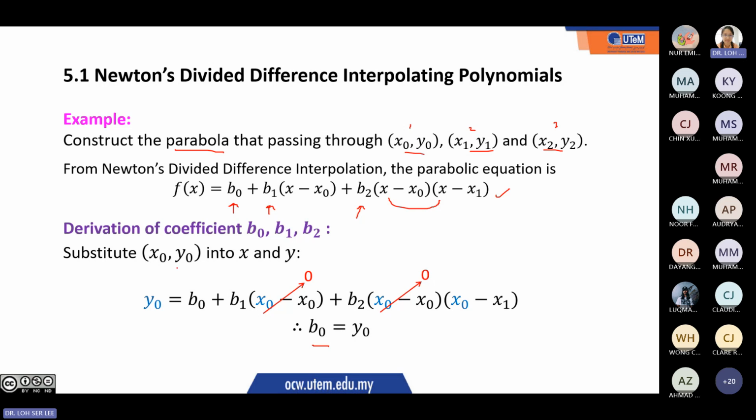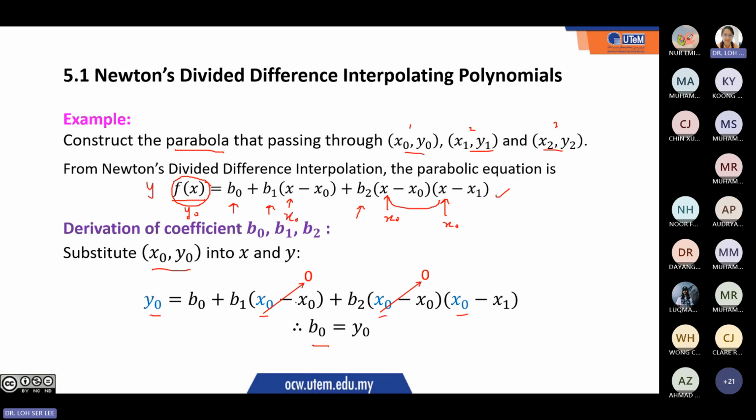First we will substitute the first point into x and y. That means for this x, you substitute x0, and here x0. When x is x0, your y will be y0. So you substitute x0 into x, y0 into y. So you have y0 here, x0 here, x0 here, and here.